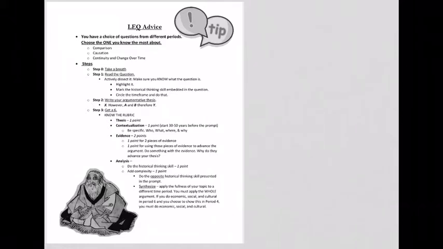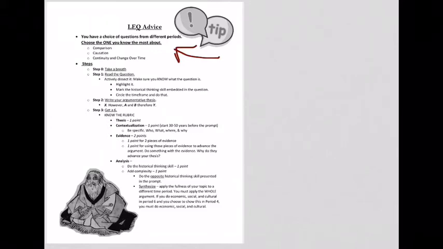Okay? At the top, it just tells you again what I've kind of told you already. You've got a choice of questions from different periods. Choose one, the one that you know the most about. Causation, comparison, or continuity and change over time. It's not going to be a choice of these different historical thinking skills, but it's going to be a choice from different periods in human history that we have studied. It's not going to be before 1200, okay?